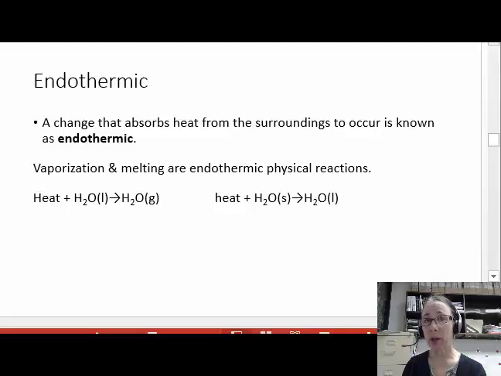A term that chemists use to describe the absorption of heat during a physical or chemical reaction is endothermic. Endothermic means that the reactants absorb heat energy as they transform to products. Most chemical reactions are not endothermic, but two endothermic physical reactions that we are familiar with are vaporization and melting.